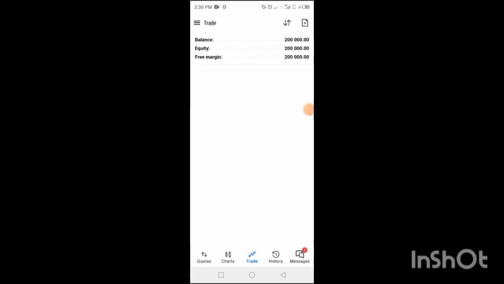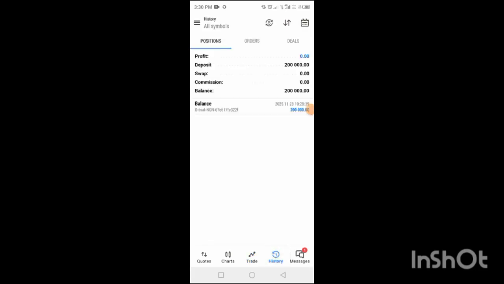This is the prop firm I'm going to be trading. You can see it. I got it on the 28th of November, which was 2 days ago. There are 2 of these prop firm accounts I'm going to be trading. These are from Naira Trader. So I'll be keeping you guys updated on how it goes. It's a 2-phase challenge prop firm. This is a 200,000 Naira account. There are 2 of them.